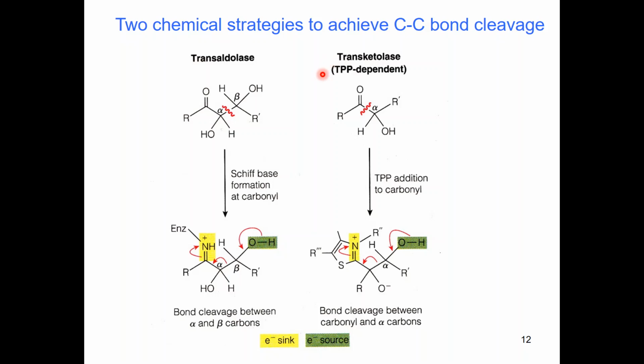In the case of transketolase, the cleavage occurs between the carbon of the carbonyl group and the alpha carbon. And so it needs to rely on an external electron sink, such as the one provided by the thiamine pyrophosphate, or TPP, cofactor. So here we have this electron sink that helps to delocalize the electron density that is assigned to that portion of the molecule upon cleavage of the C-C bond.